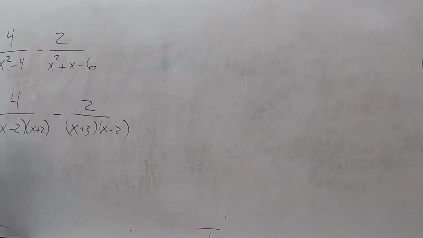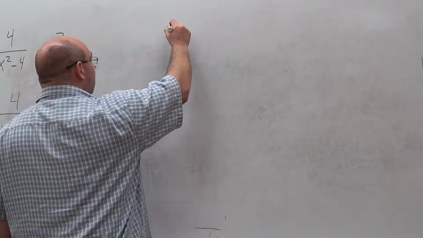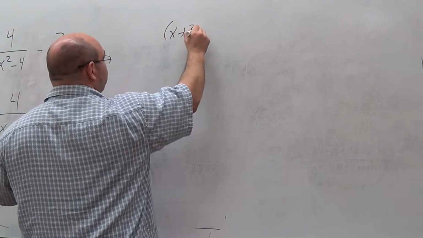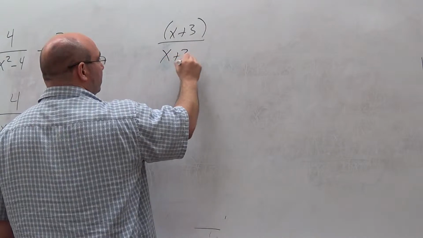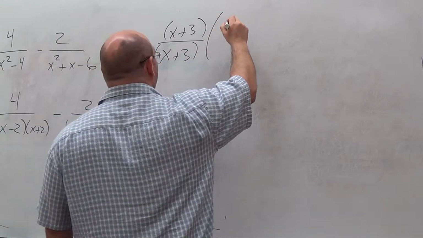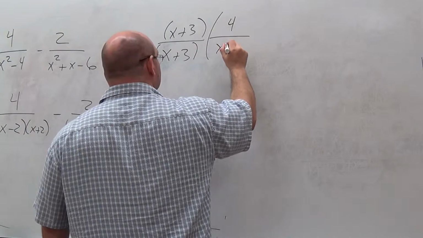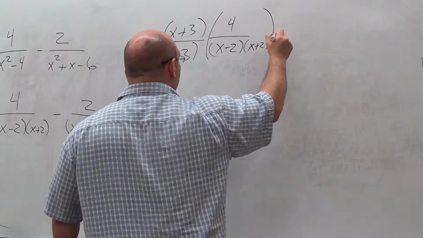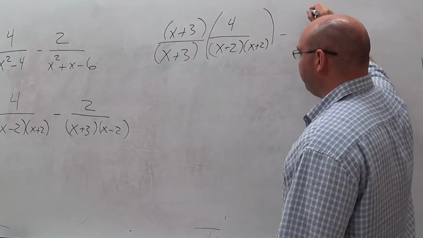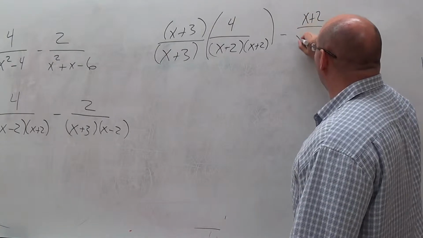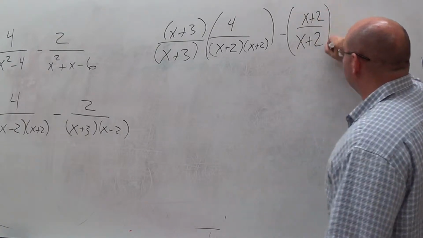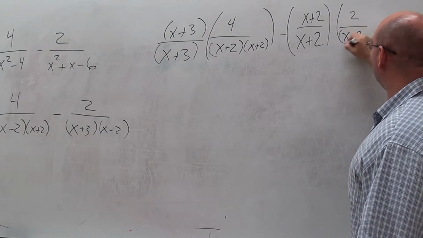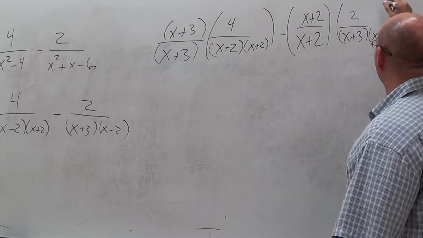So what I'm going to do is I'm going to act accordingly. I'm going to multiply this out. So (x plus 3)/(x plus 3) times (4x minus 2)/(x plus 2), minus (x plus 2)/(x plus 2) times 2/((x plus 3)(x minus 2)).